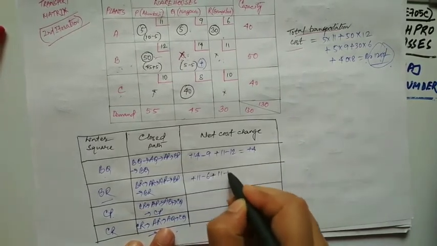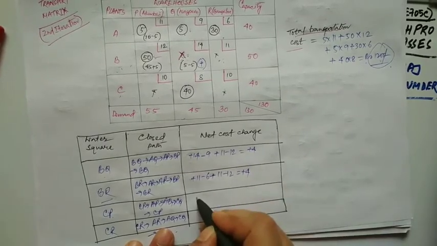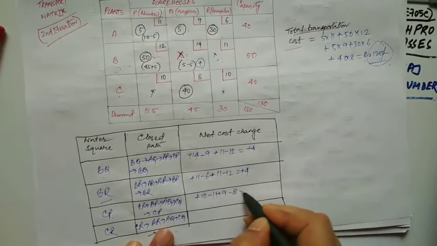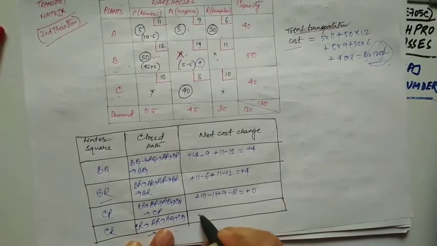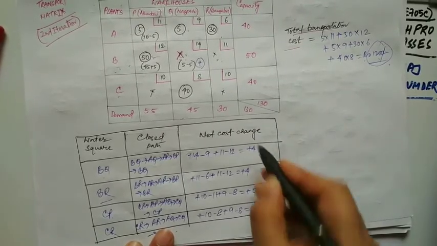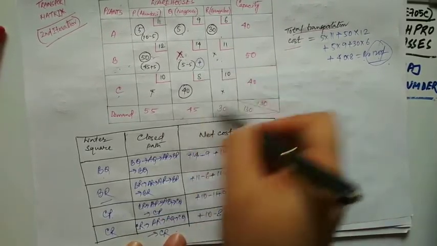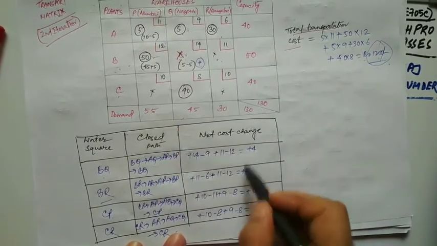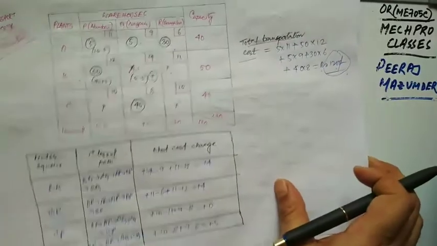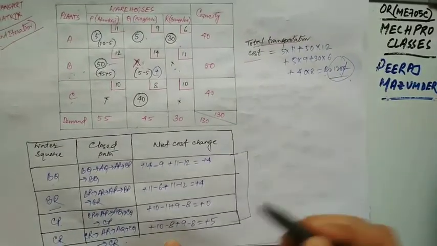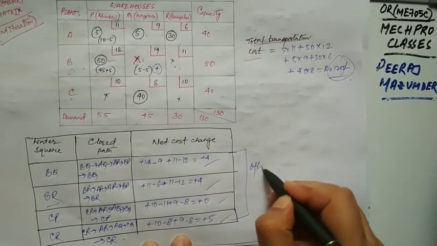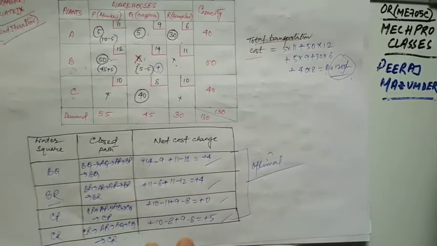11 minus 12 equal to plus 4, and this one gives plus 10 minus 11 plus 9 minus 8 equal to plus 0, and this one gives plus 10 minus 8 plus 9 minus 8 equal to plus 5. You can cross verify these values from here. Now as you can see, all are positive or 0. That means it is the optimal table.